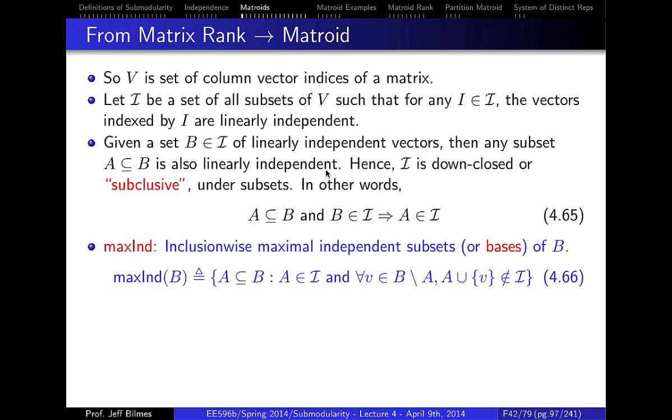Now let's define this max_int function. Max_int is, we're defining as the inclusion-wise maximal independent subsets of B, or what also is sometimes called the bases of B. So what max_int B is the following. Basically, think of it again in this matrix case, you've got a set of column vectors. And these are all subsets of the column vectors that correspond to independent vectors, all subsets of the set of column vectors that we currently have. So we're currently only talking about B.